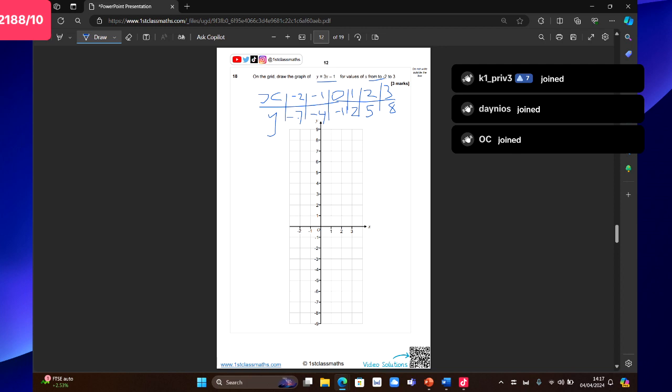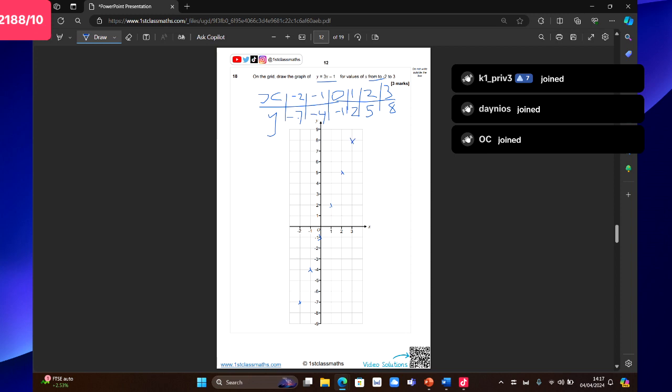So minus 2, minus 7 is going to be there. Minus 1, minus 4 is going to be there. 0, minus 1 is going to go there. 1, 2 is going to go there. 2, 5 is going to go there. And then 3, 8 is going to go there.